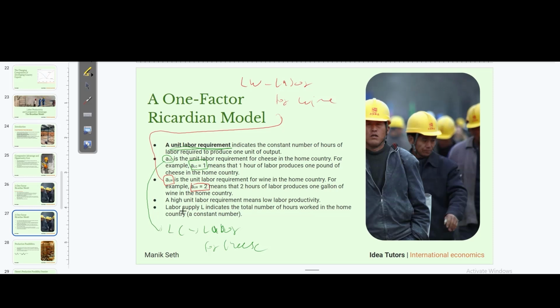In simple terms, 1 hour of labor produces 1 unit of cheese, and 2 hours of labor produce 1 unit of wine. So a high per unit labor requirement, which is in wine here, means low productivity. If I need to produce 1 unit of each good, cheese and wine, but the labor required for wine is more than for cheese, we say that the productivity of labor is less in producing wine, because we need more labor to produce the same unit of wine as compared to cheese.